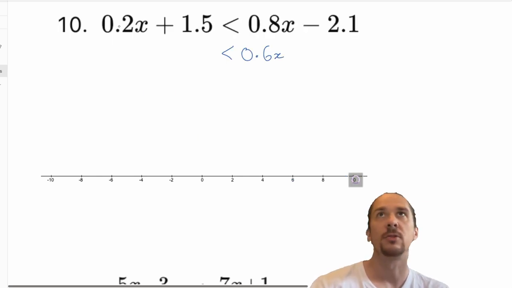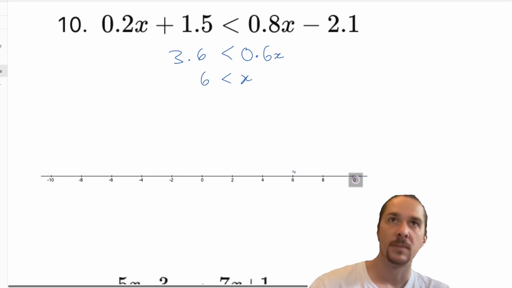0.6x, so that's subtracting the 2x from both sides, and then 3.6 is adding the 2.1 to both sides, and so then that gives us that x is less than 6. So again, empty circle, put a line going this way.